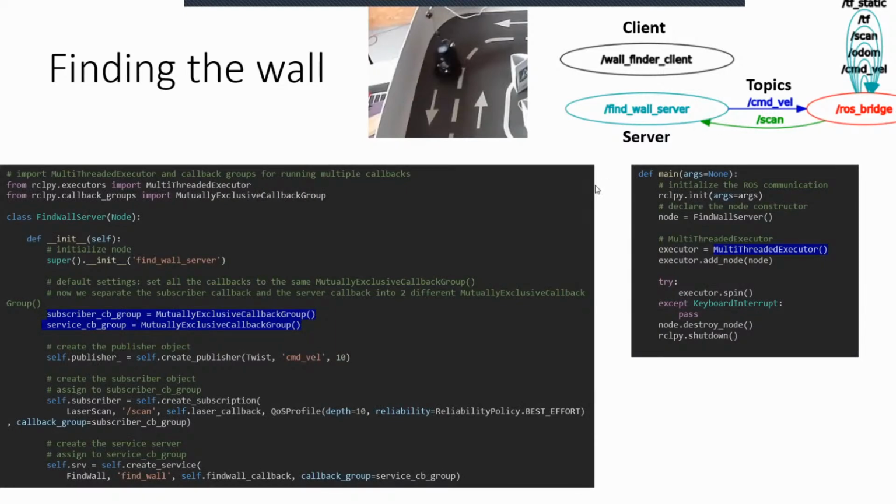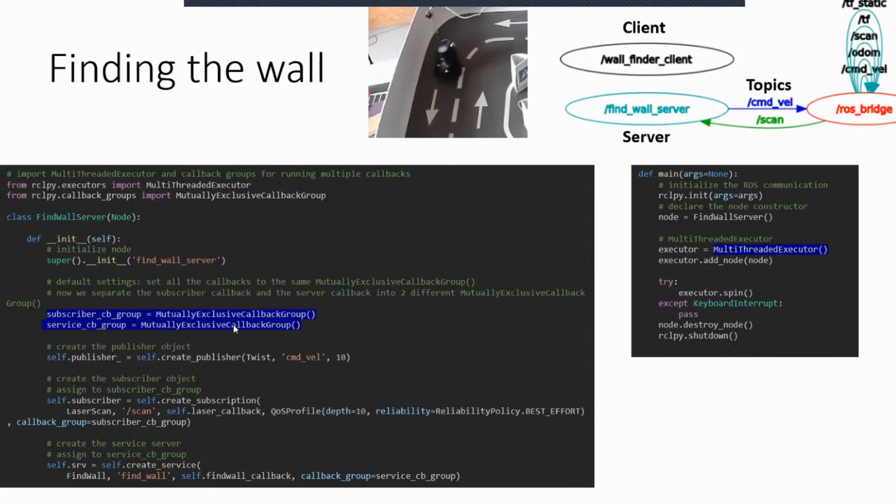When I started this project, this multi-thread executor was not introduced in the course yet, so it took me a few hours to figure this out. But now it's included, and I'm very glad. I hope students taking this course in the future will not struggle as much as I did, because it took me a few hours to realize they were actually blocking each other, and the laser scan just did not update at all. So what we need to do is just set them to 2 different callback groups.